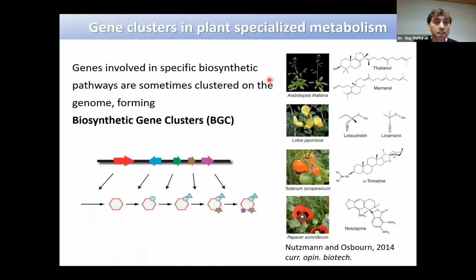These molecules are made by enzyme-coding genes, which together form biosynthetic pathways in which a precursor molecule is converted to an end product in a sequence of reactions. And in recent years, we find more and more examples of biosynthetic pathways in which genes are actually found together on the genome, forming what are called biosynthetic gene clusters, something which resembles bacterial operons, for example. And this phenomenon is interesting in itself in terms of the evolutionary aspect, but it's also a very powerful tool to discover new plant chemistry and elucidate pathways.